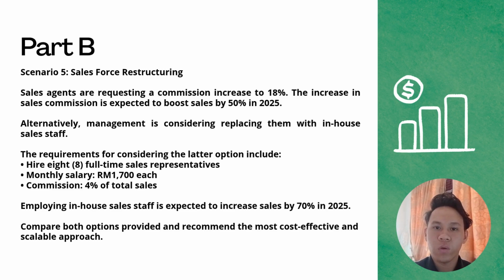For the first option, we are looking at keeping our current external sales agent but increasing their commission rate to 18%. With this increase, it is expected that our total sales will go up by 50% compared to the current figure. If we assume our current sales are 1 million ringgit per year, this means sales could grow to 1.5 million ringgit. However, with the higher commission rate, our total commission expense would reach 270,000 ringgit Malaysia per year, which is quite a significant cost to bear.